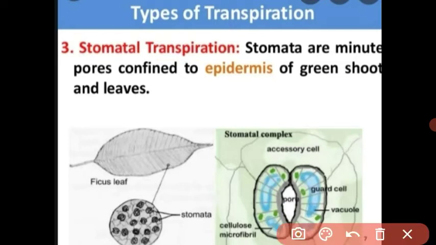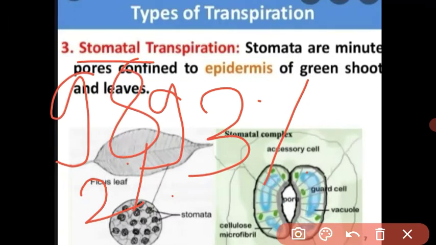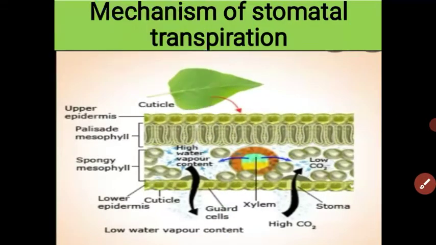I told you, students, out of 100% of the water, 93% is lost by the plant through the stomata. Out of 100%, only 2% is used in the process of photosynthesis, and 98% of the water is lost by the plant through transpiration. See the mechanism of stomatal transpiration.